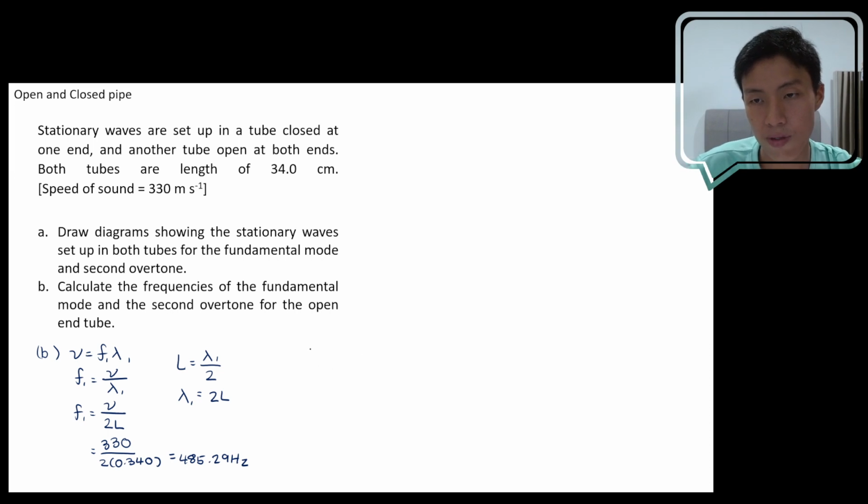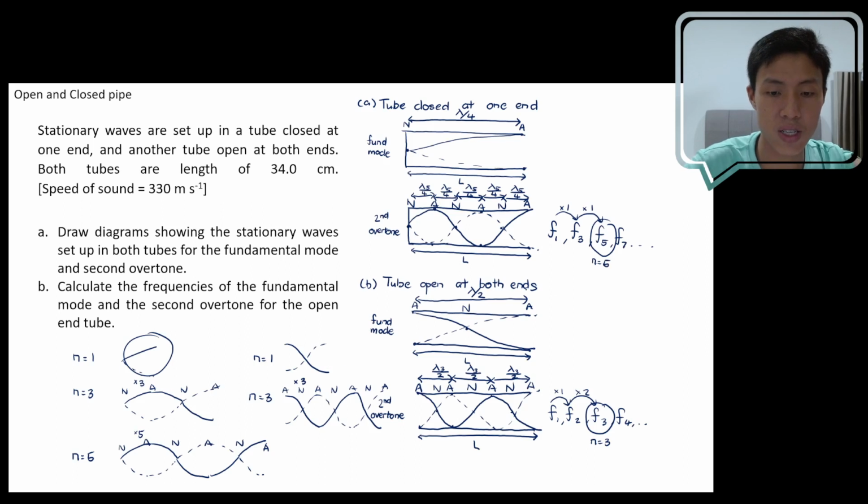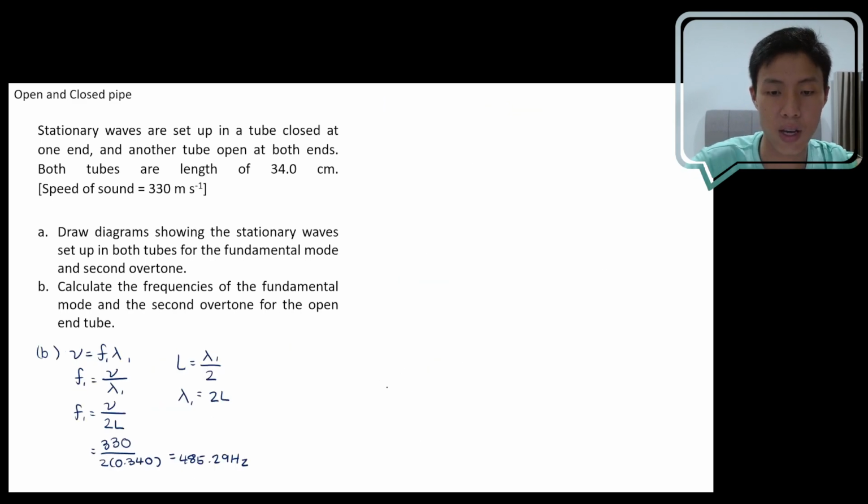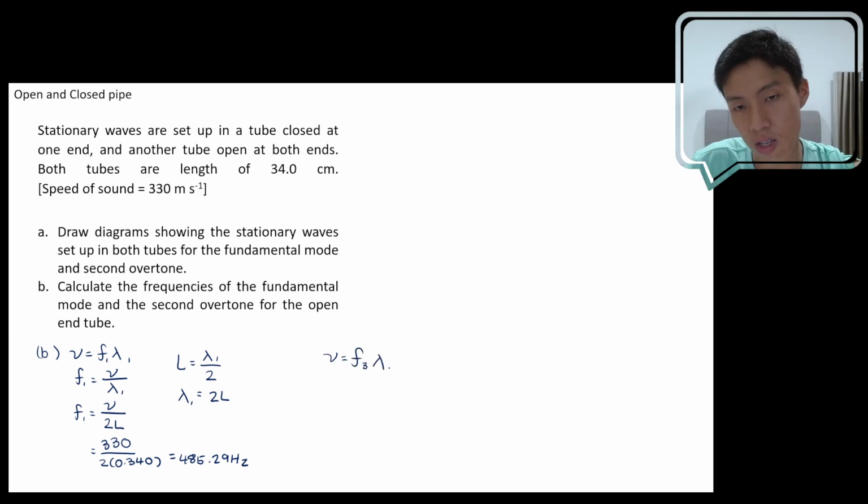Now let's look at frequency for the second overtone. Just now already mentioned second overtone, your N is equals to 3. Yeah? So if you write N is equals to 2, then that is where you get things wrong. Okay, second overtone, your N is equals to 3. So you have to be very careful. Write it as V is equals to F3 lambda 3, not F2 lambda 2. If you write 2, wrong. Okay, overtone, always be very careful.